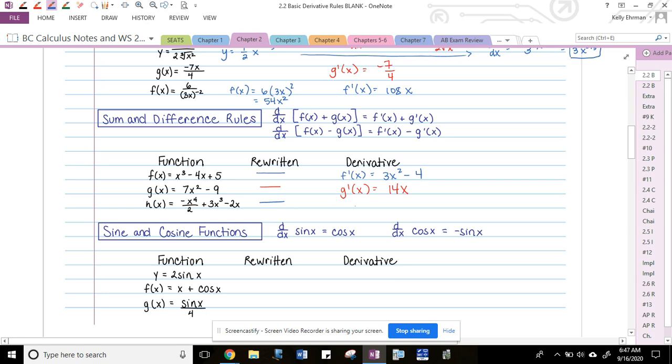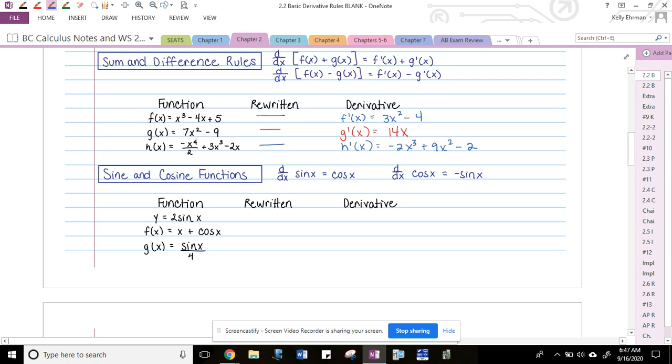Nothing to rewrite for h of x either. So h prime of x is equal to, let's see, when we pull the 4 out in front, negative 4 divided by 2 is going to be negative 2, x to the 3rd, plus 3 times 3 is going to be 9, x squared, minus 2, and that's it.